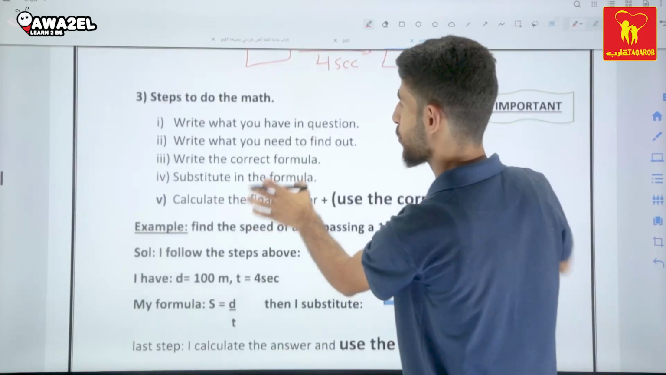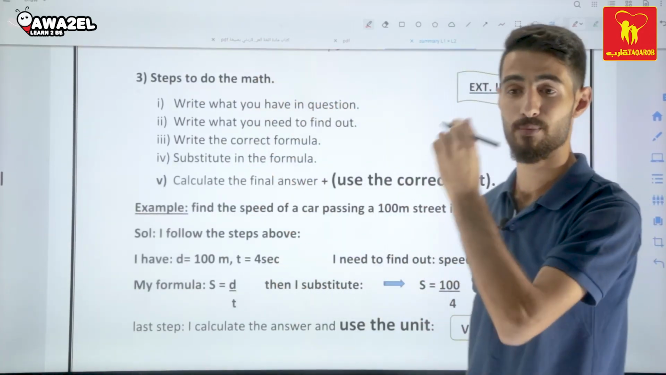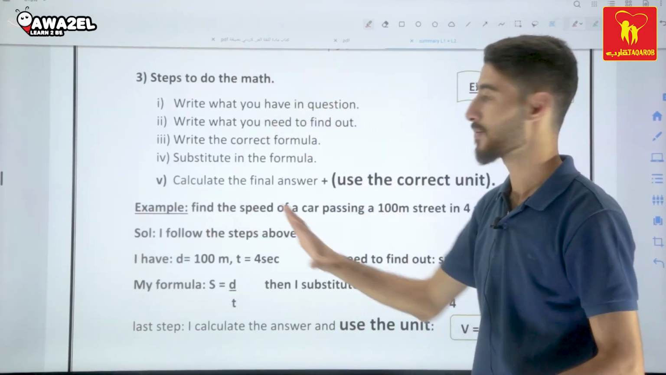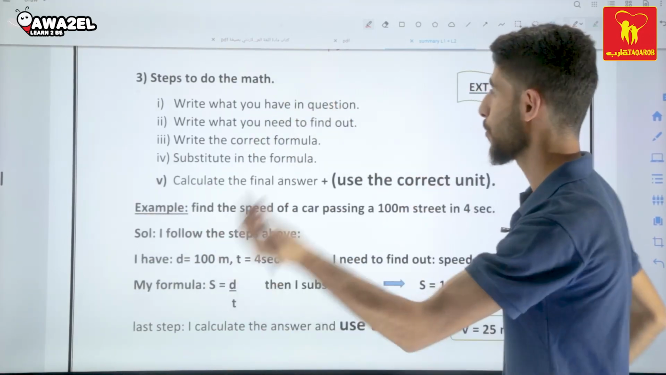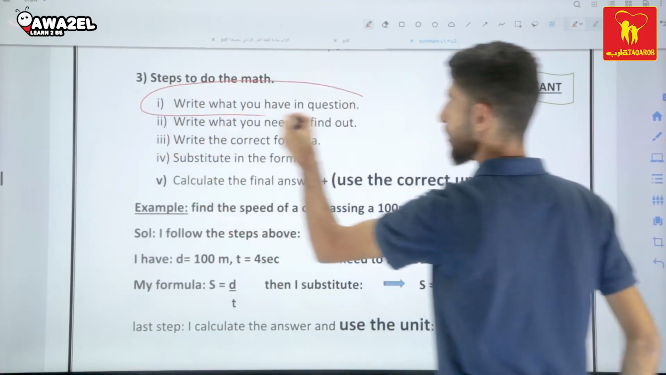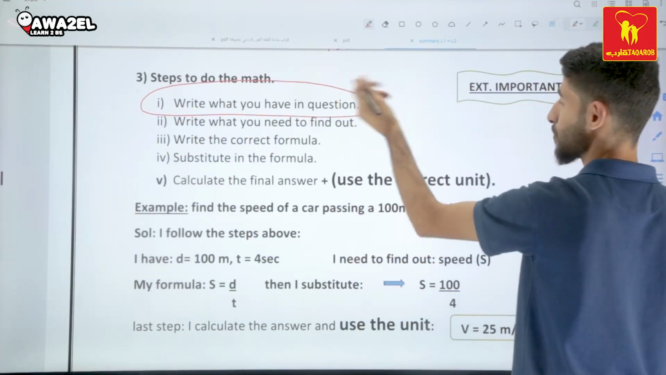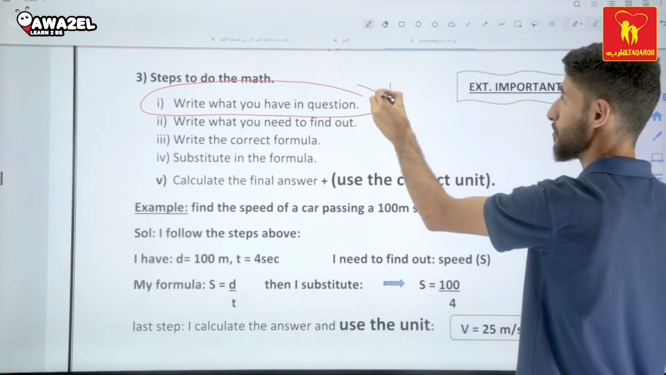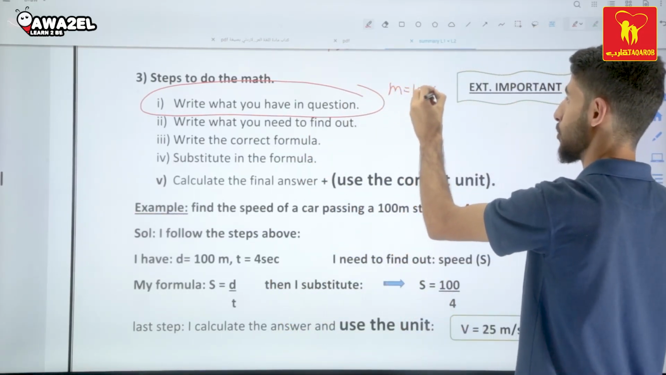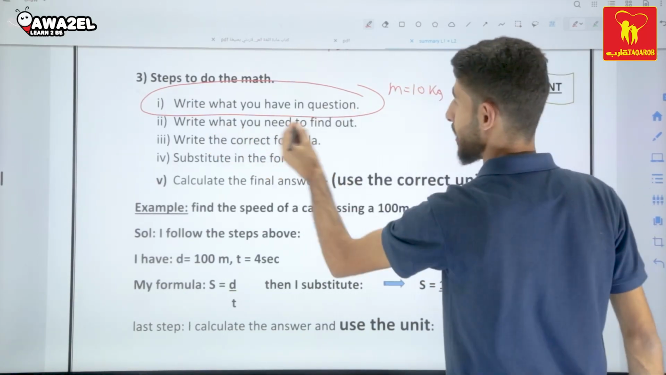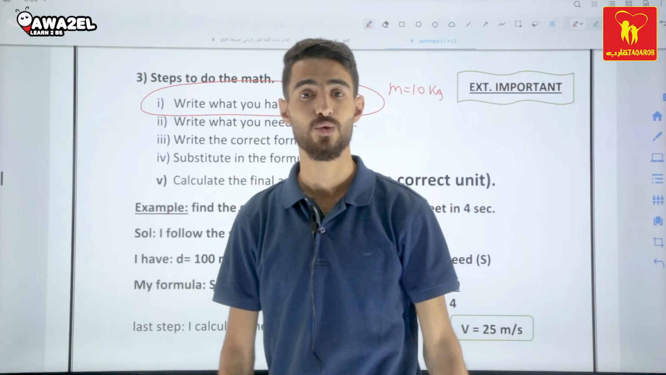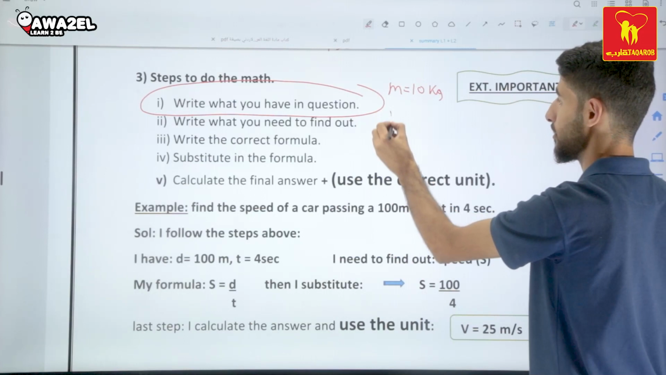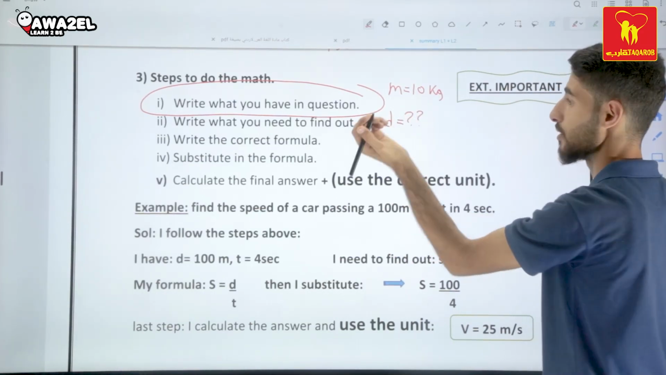Now, steps to do the math. And that's the most important thing I want you to know. In grade 8, I want you to get skills to solve equations, okay? One: write what you have in the question. Let's say a 10 kilogram object, then m will equal 10 kilograms, and so on. Write what you need to find out. The question asks me to solve, like, calculate the distance. Then I need distance.